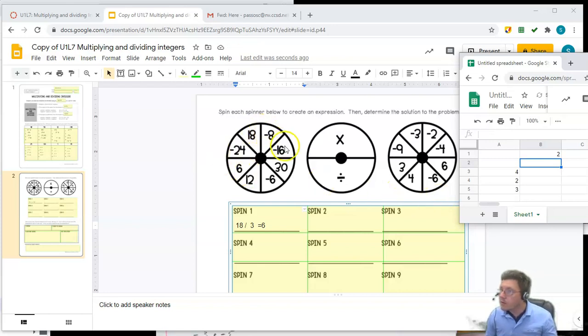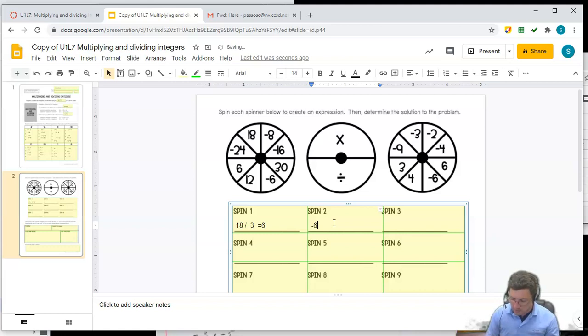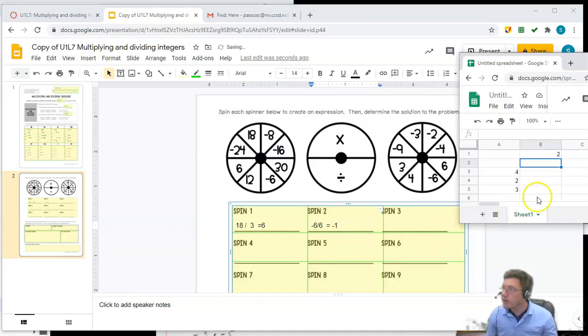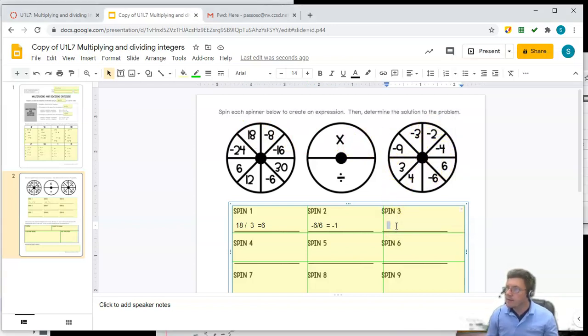So now I've got 4, 1, 2, 3, 4, so I've got negative 6 divided by 6. Negative 6 divided by 6. The signs are different, so it's going to be negative, so it's negative 1. Let's go ahead and try number 3. Alright, so we're going to get 18 times 1, 2, 3, 4, 5, 6. 18 times 3. They're both positive, so we're going to get a positive answer. And let's see, it's 24, carry the 2, 3, 4, 5, so we get 54.